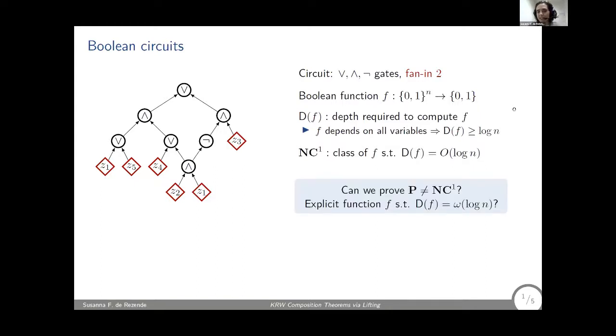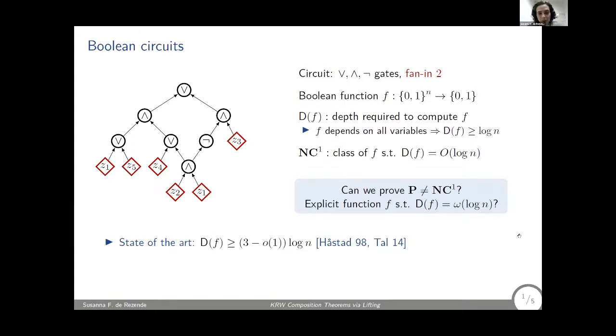And does this class actually contain all functions that can be computed in polynomial time? Or can we actually prove that there is some explicit function that requires depth little omega of log n? And it's surprisingly hard to prove depth lower bounds. The state of the art for over 20 years is almost 3 times log n. And since then, there's only been improvement in the little o of 1 factor.